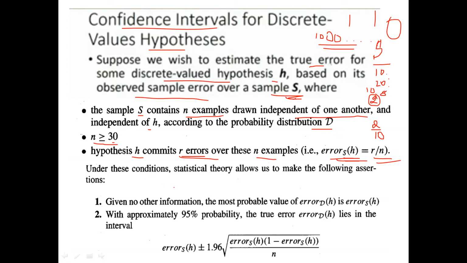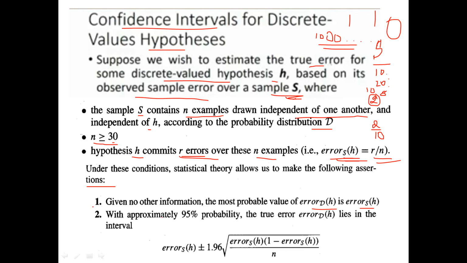Now under these conditions, we are going to take help of statistical theory and try to make the following assertions. By taking statistical theory, first one: given no other information, we are only given the above information. When no other information is available, then the most probable value of the true error is equal to the sample error.